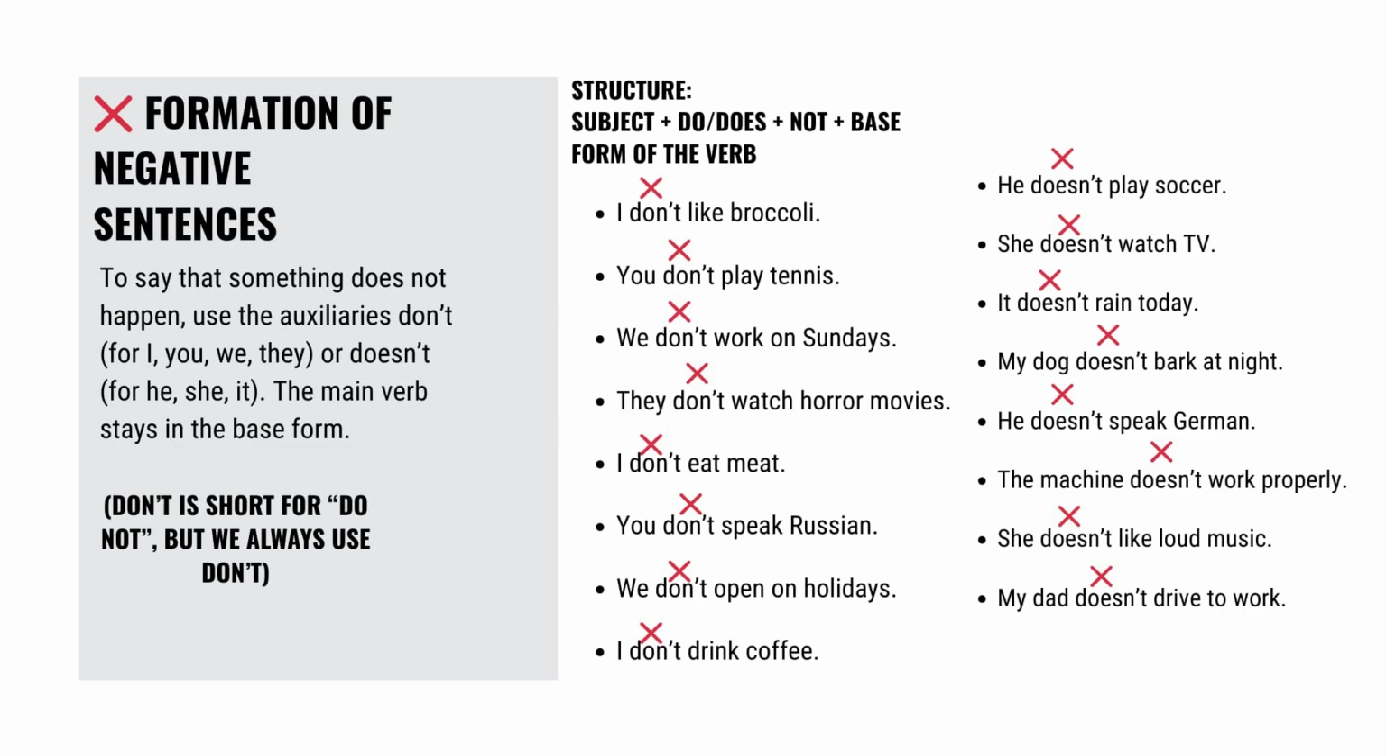I don't like broccoli. You don't play tennis. We don't work on Sundays. They don't watch horror movies. I don't eat meat. You don't speak Russian. We don't open on holidays. I don't drink coffee. And here are the verbs with doesn't.